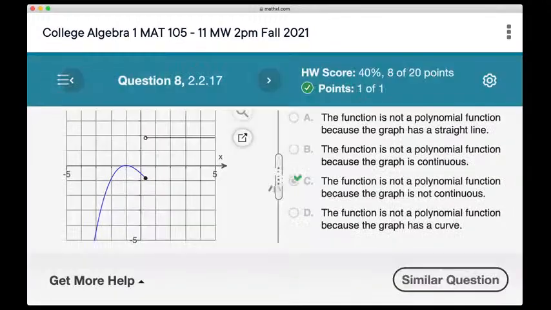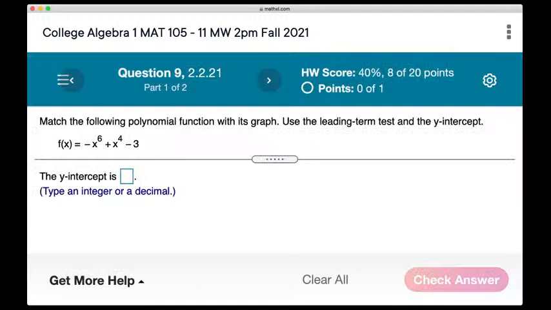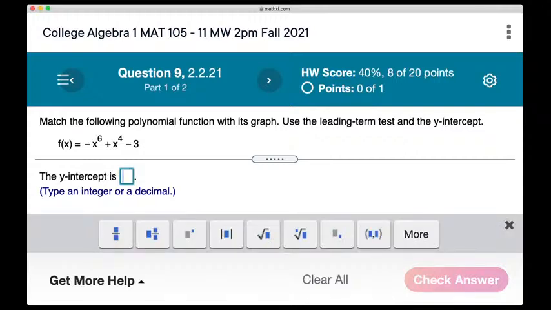Okay. Match the following polynomial with the graph. And it says use the leading term test and the y-intercept. So the y-intercept, if we set x to 0, you can actually just look at it and find the answer. The y-intercept is going to be -3. In this form, if x were 0, those first two terms are gone, and then we're left with just a -3.